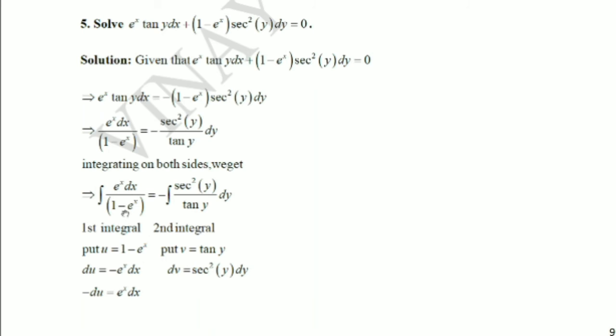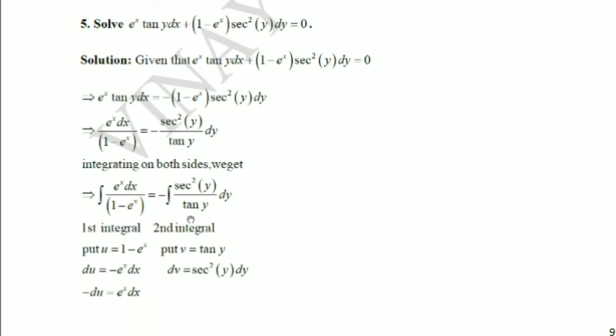Now in the first integral, I'll take 1 minus e to the power of x as some u. So that derivative of this is 0. Derivative of e to the power of x is e to the power of x only. So du is equal to minus e to the power of x into dx. But in the numerator I am having only e to the power of x into dx. So send this minus sign to this side. You will get minus du is equal to this.